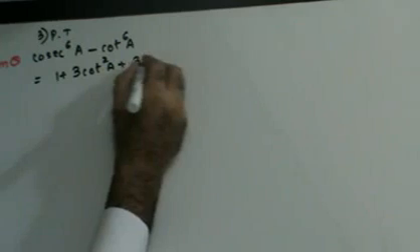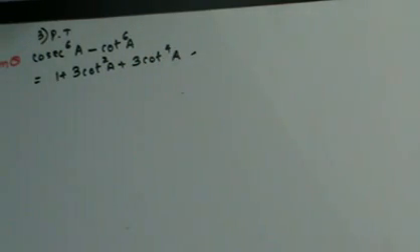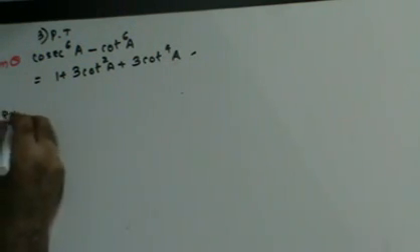Prove that cosec 6a minus cot 6a is equal to 1 plus 3 cot square a plus 3 cot 4a. Fine. Now let's see the LHS.